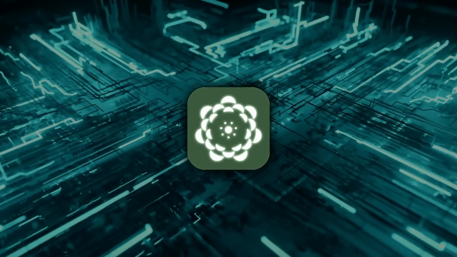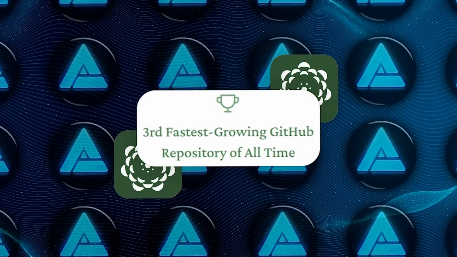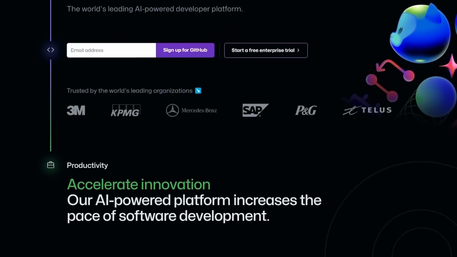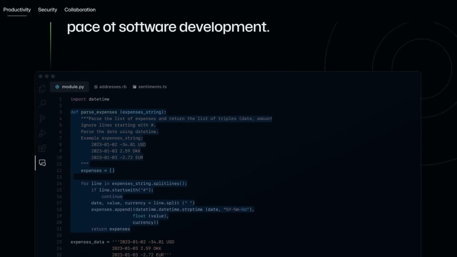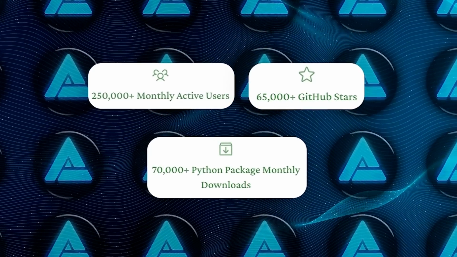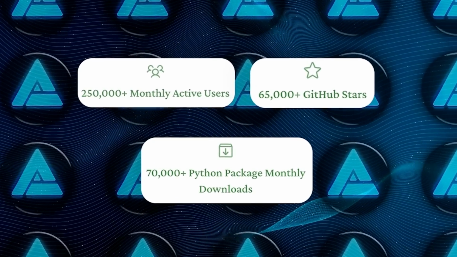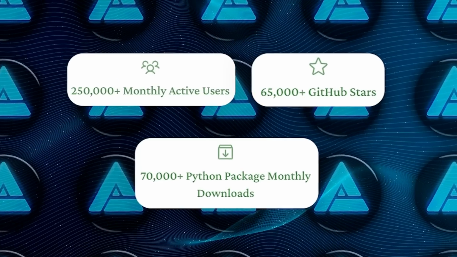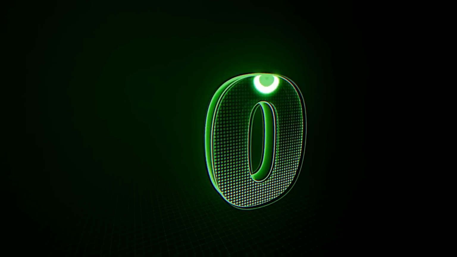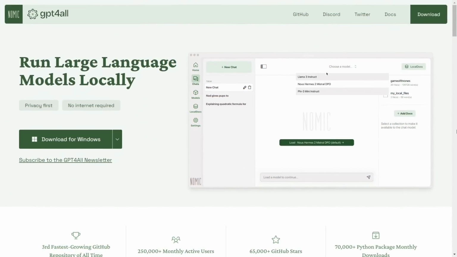Now, let me throw some numbers at you. This project is the third fastest growing repository on GitHub of all time. For those who don't know, GitHub is like the grand central station of software development. GPT4ALL has over 250,000 monthly active users, 65,000 stars on GitHub, and 70,000 monthly downloads of its Python package. That's a lot of zeros, and it shows just how much impact this project is having.